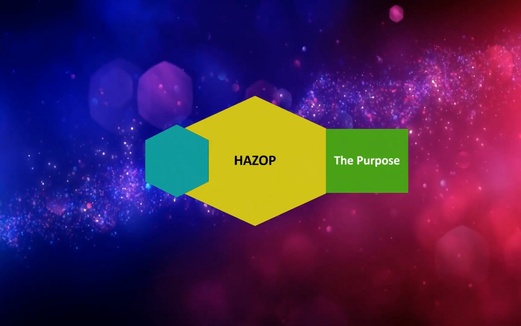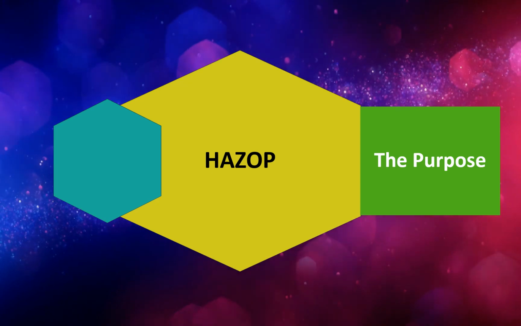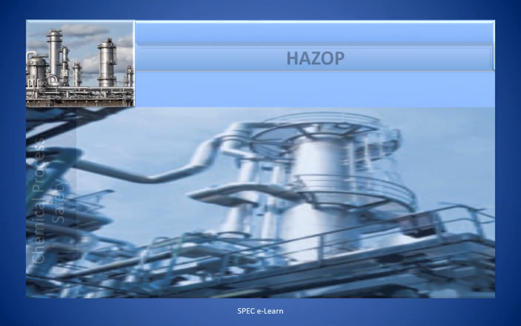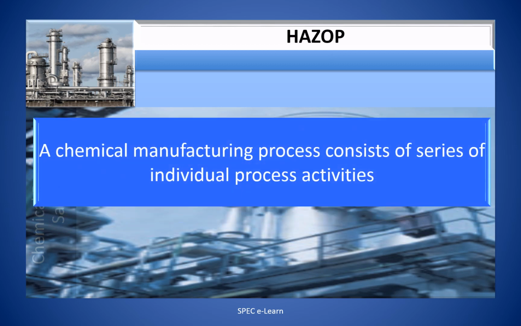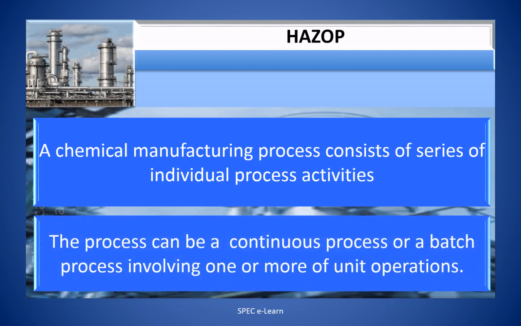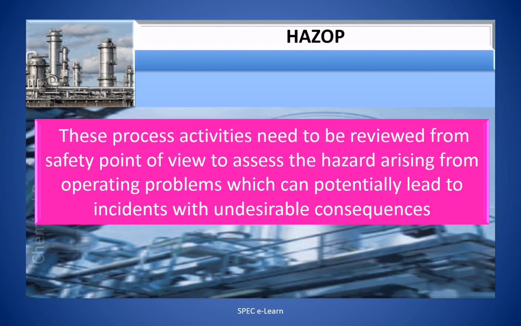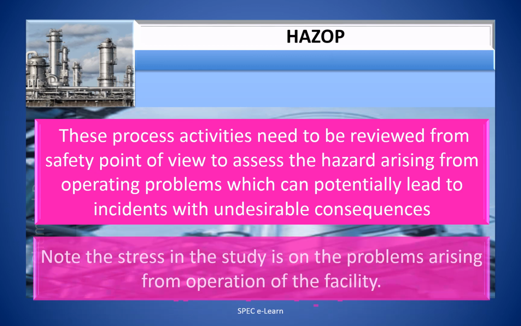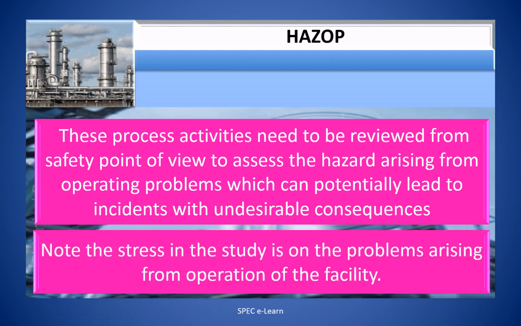The purpose of HAZOP. A chemical manufacturing process consists of a series of individual process activities. The process can be a continuous process or a batch process involving one or more of unit operations. These process activities need to be reviewed from safety point of view to assess the hazard arising from operational problems which can potentially lead to incidents with undesirable consequences. Note, the stress in the study is on the problems arising from operation of the facility.